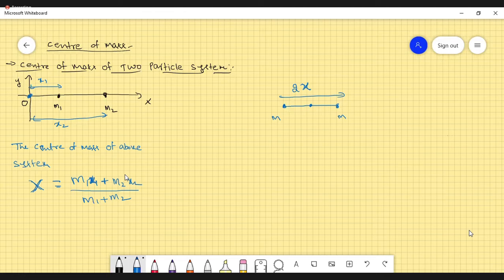We know that directly, but by the formula we can check whether we get the center of mass at the center or not. So x equals, what is the formula? m1 x1 plus m2 x2 by m1 plus m2. Substitute m1 equals how much? M. x1 equals how much? X.